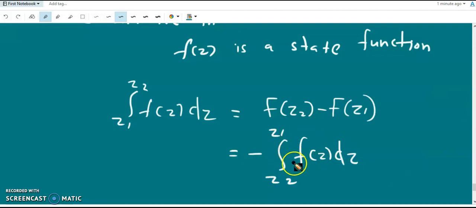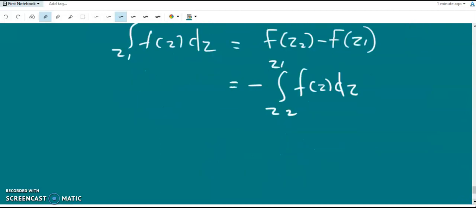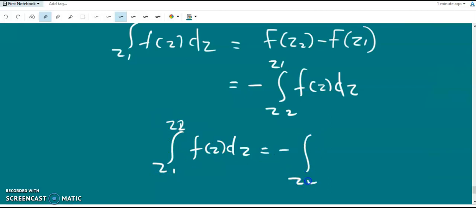Because the integral from z2 to z1 of f of z dz is f of z1 minus f of z2. So that is the negative of this. So like any conservative quantity, this is true for analytic functions in a simply connected domain. So we can write integral z1 to z2 f of z dz is minus integral z2 to z1 f of z dz, like any conservative quantity.